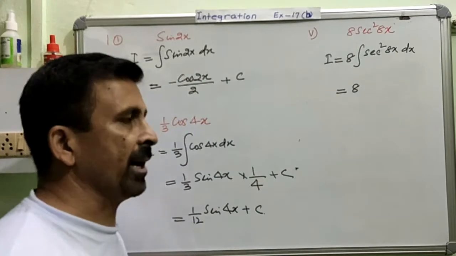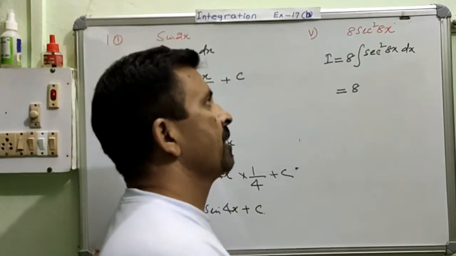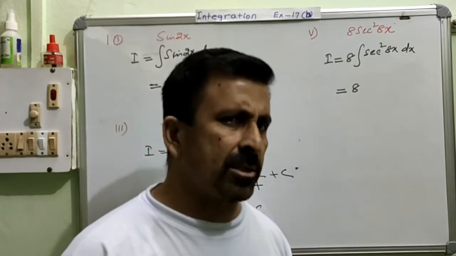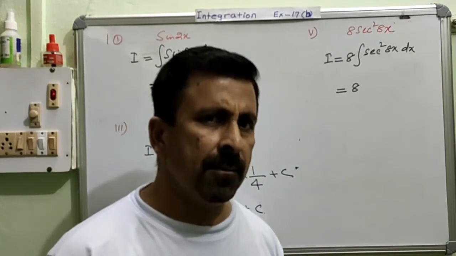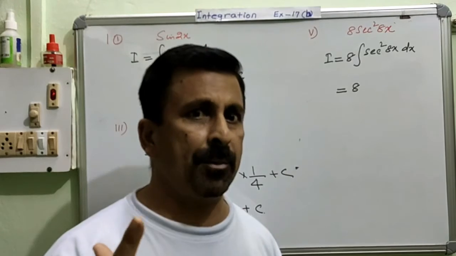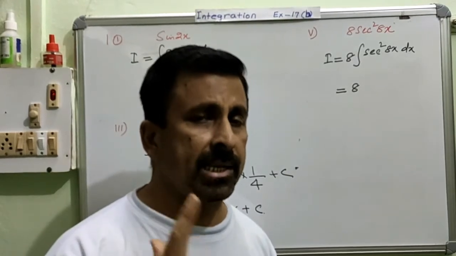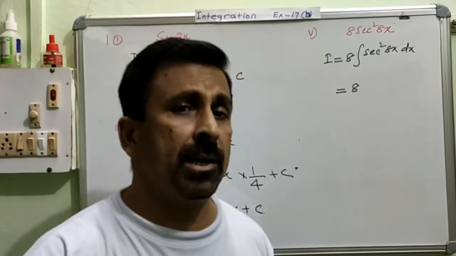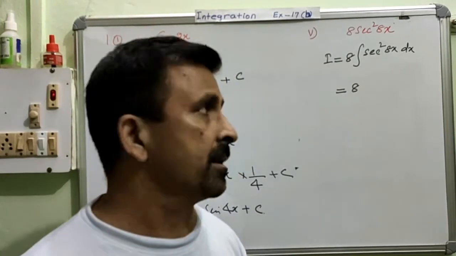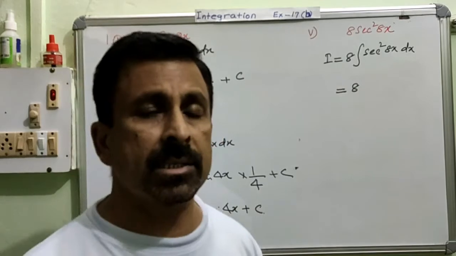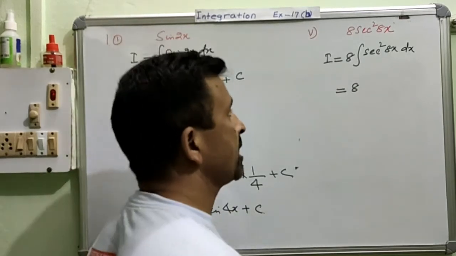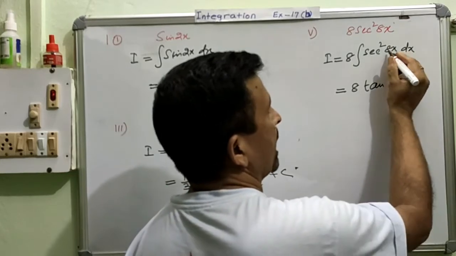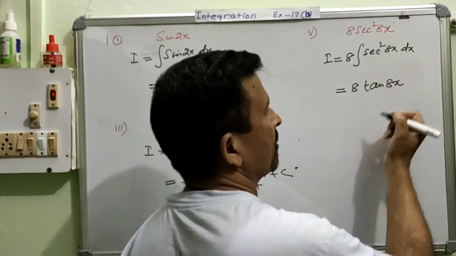Now think of sec square. Sec square, right? Whose derivative is sec square? Is sec square the derivative of any function? You have to think from that point of view. Do you think that sec square is the derivative of any trigonometric function? If you get the answer yes, you can go for direct integration. So sec square is the derivative of tan. That means the integration of sec square will be tan, and then the angle is 8x, so tan 8x.